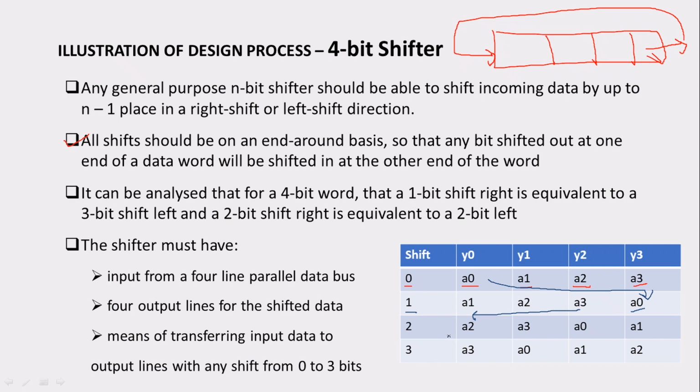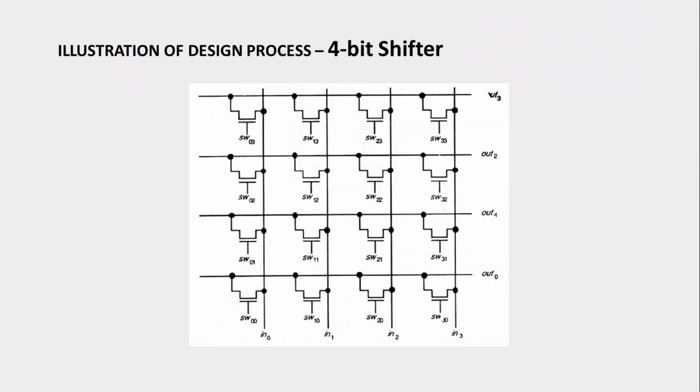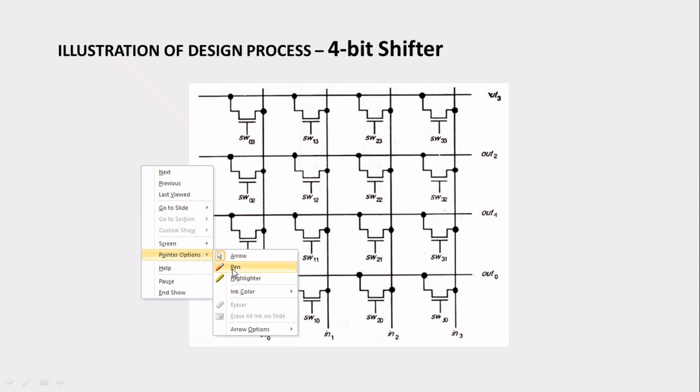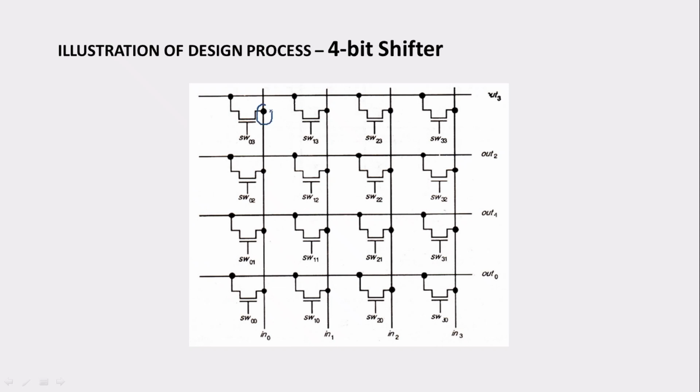So how are you going to design these things? If you are looking at any CMOS technology, we will be looking at pass transistor logic. Pass transistor means that when the switch is on, we transfer the input to our output channel. So the input will be sent to the output based on this switch.